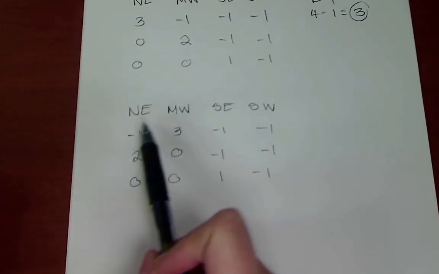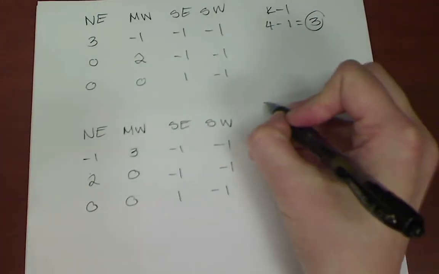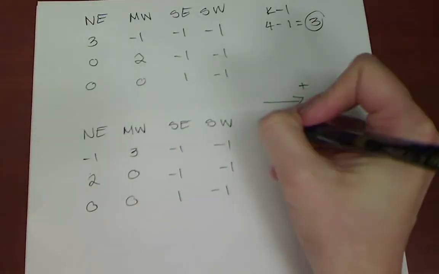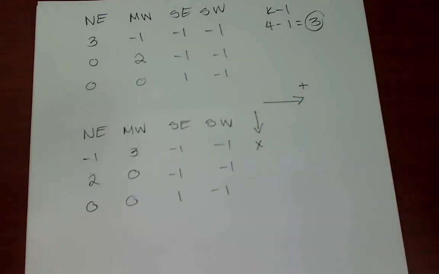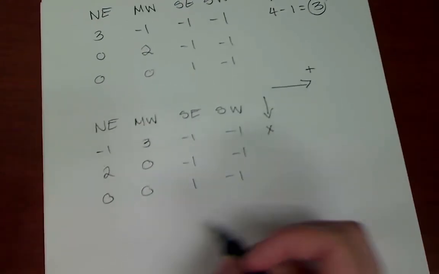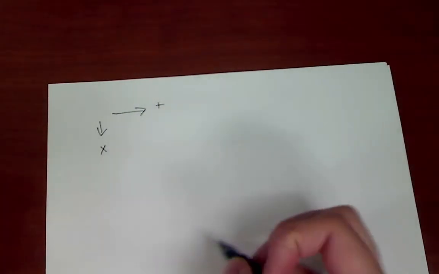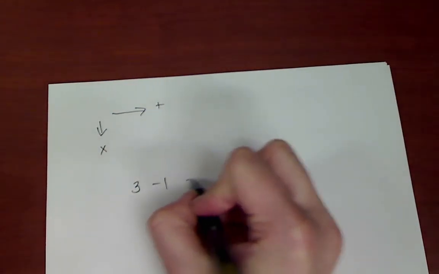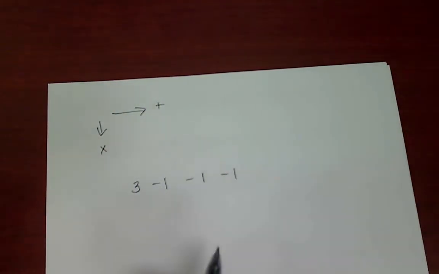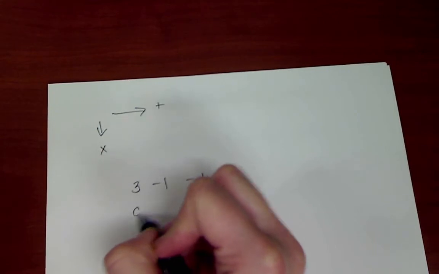First thing we do, a good way to remember it is if you're going across, you're going to add. If you're going down, you're going to multiply. Again, across is add, down, multiply. So let's say we have the original one we started with, which was 3, -1, -1, -1. And then I'll fill in the rest just so that we have those here.